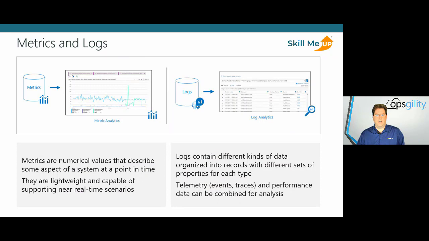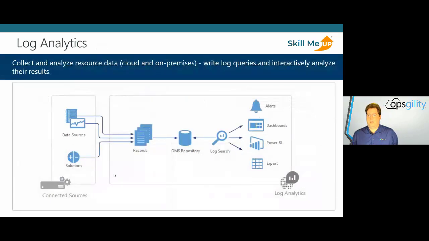The two things, as I pointed out, were metrics and logs. Metrics are specific numeric values on how systems are performing at a point in time, and logs are different kinds of telemetry activities, such as events, traces, and performance data that's collected, activity that's happening on services and things of that nature.